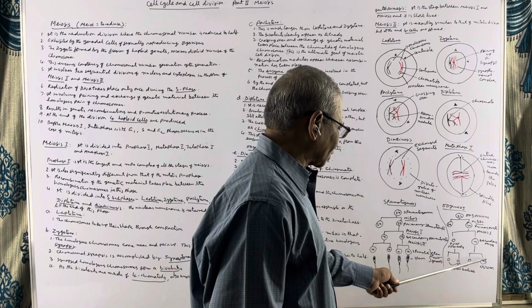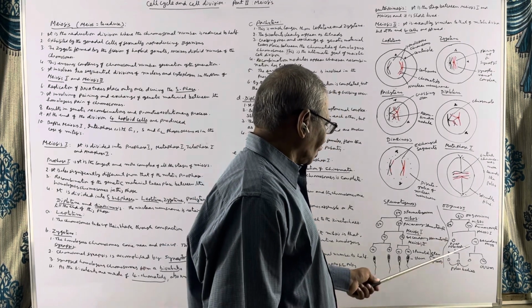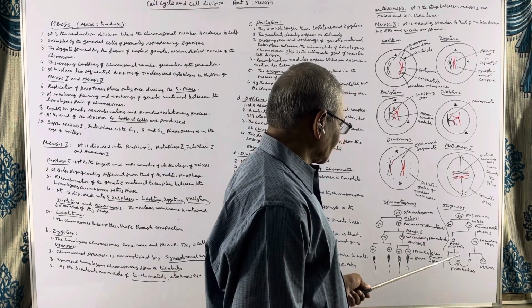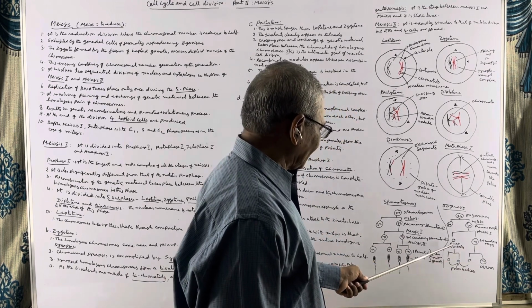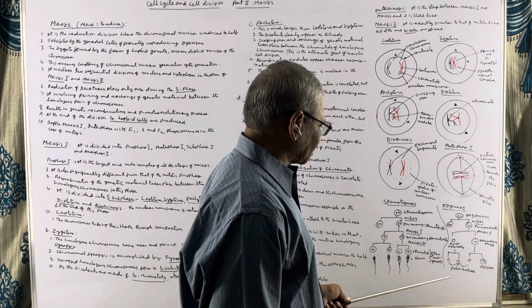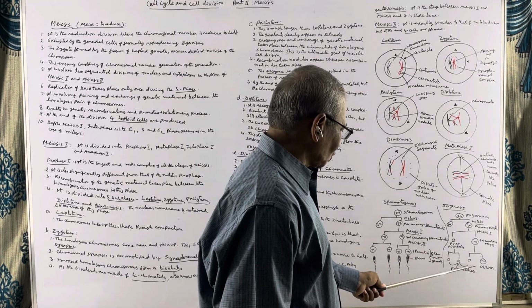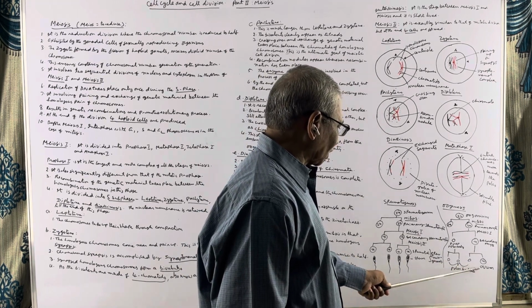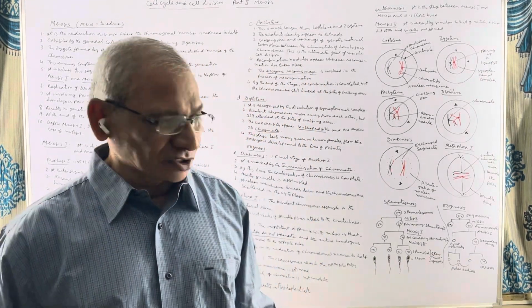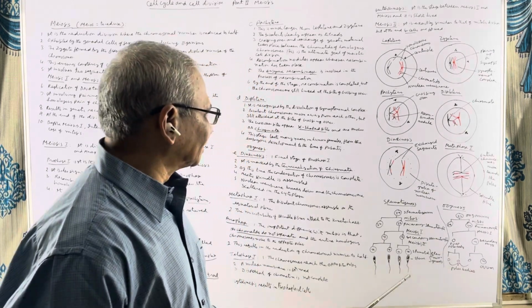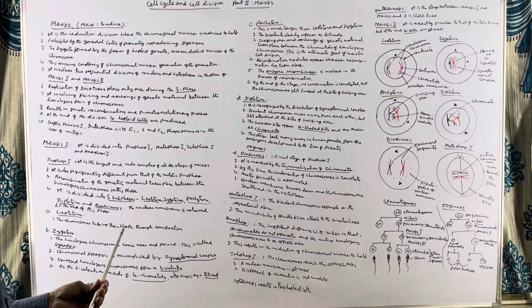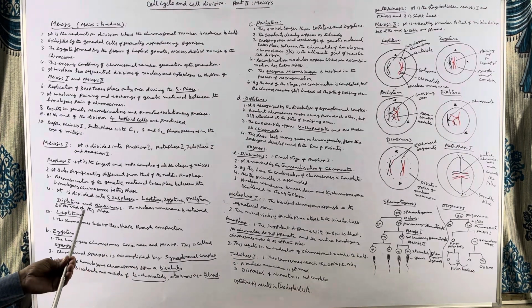And ultimately, 4 cells are formed. When the secondary oocyte divides, again one polar body and an ovum are formed. As the secondary oocyte is dividing, the first polar body also divides and produces 2 polar bodies. So in this way, at the end of meiosis 2, 3 polar bodies and 1 ovum are formed. Only the ovum can participate in fertilization and the polar bodies disintegrate. So in this way, spermatogenesis and oogenesis occur in human beings.